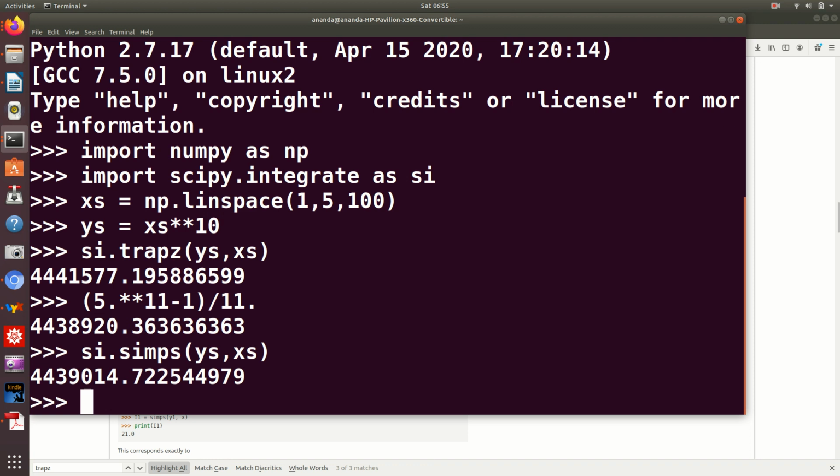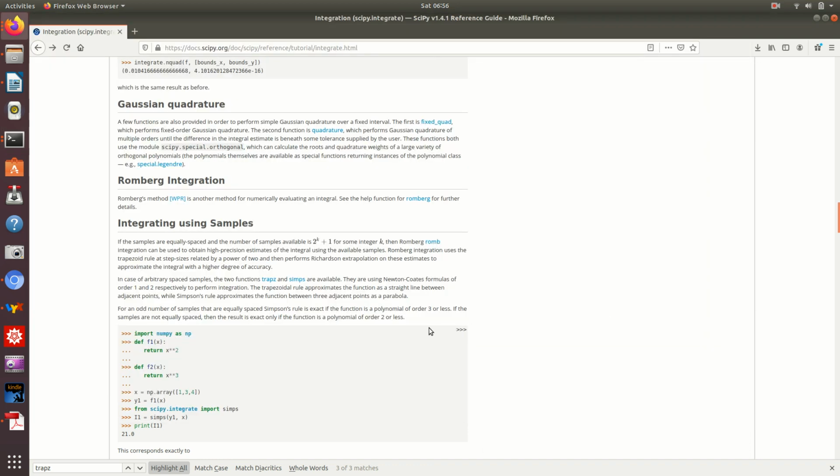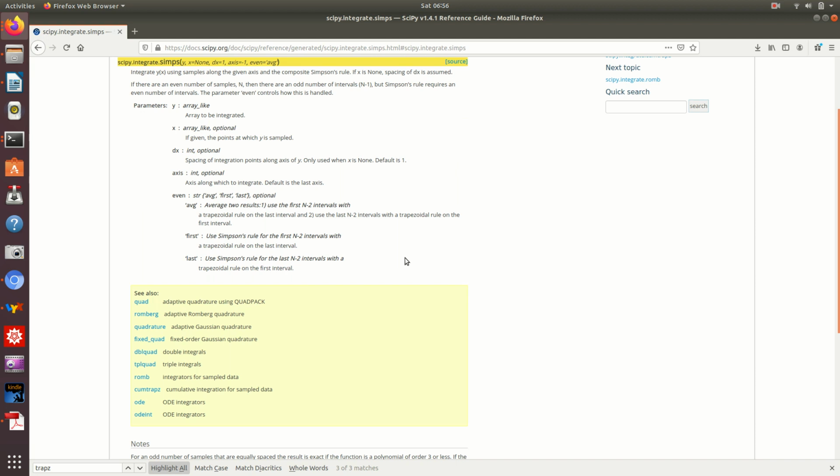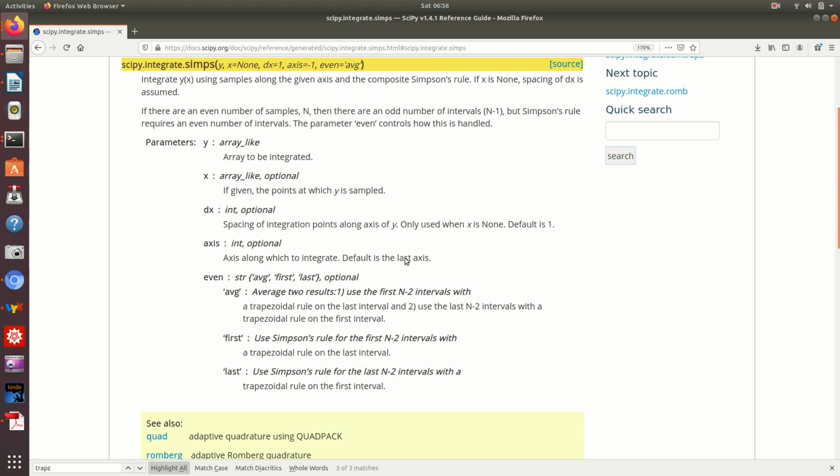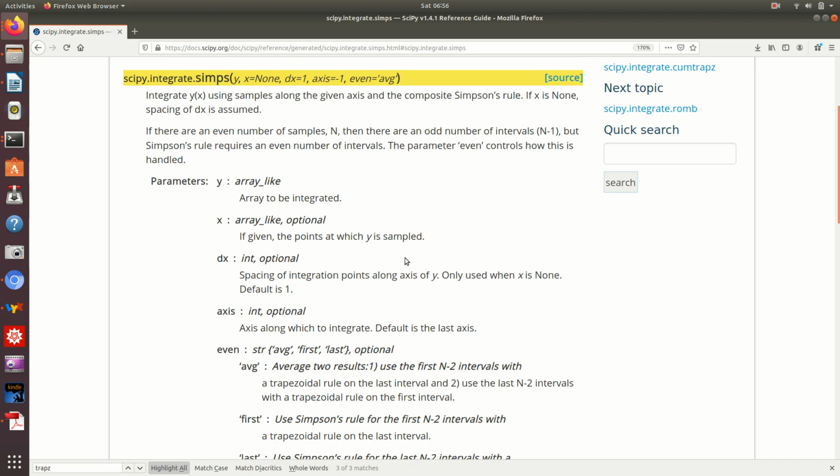Well, Simps actually takes care of that internally, and to understand what this is, we need to take a bit deeper look into Simps. So for that, let's again look at the documentation page, and here on the same page that we were looking before, under integrating using samples, it says trapz and Simps. So let's look at Simps. Okay, maybe I should increase the font a bit for this, so this will be visible. So it says quite a lot of stuff, but let's look at the basic stuff.